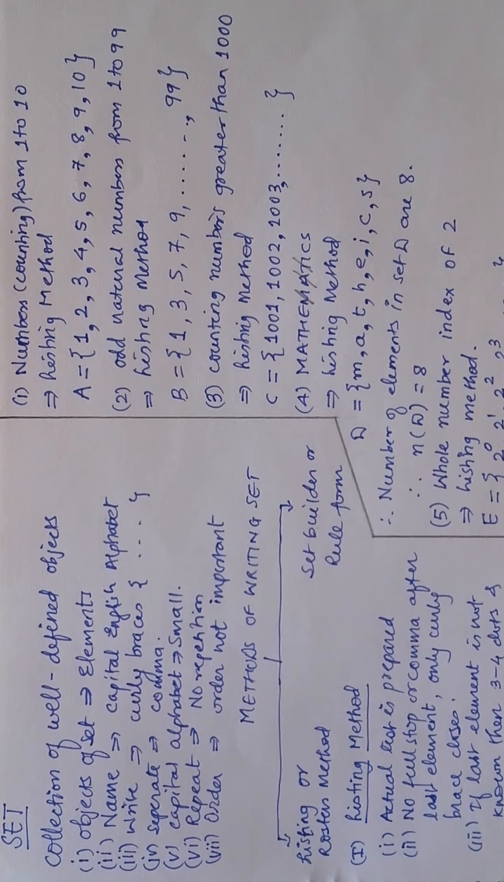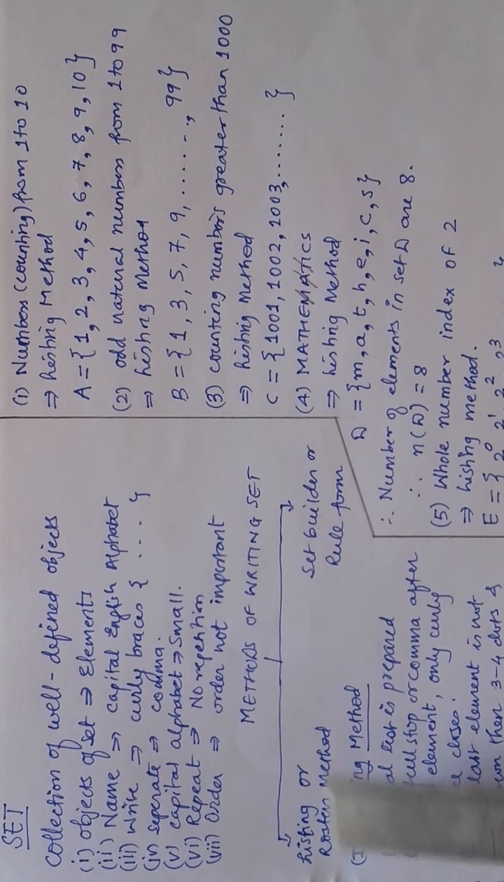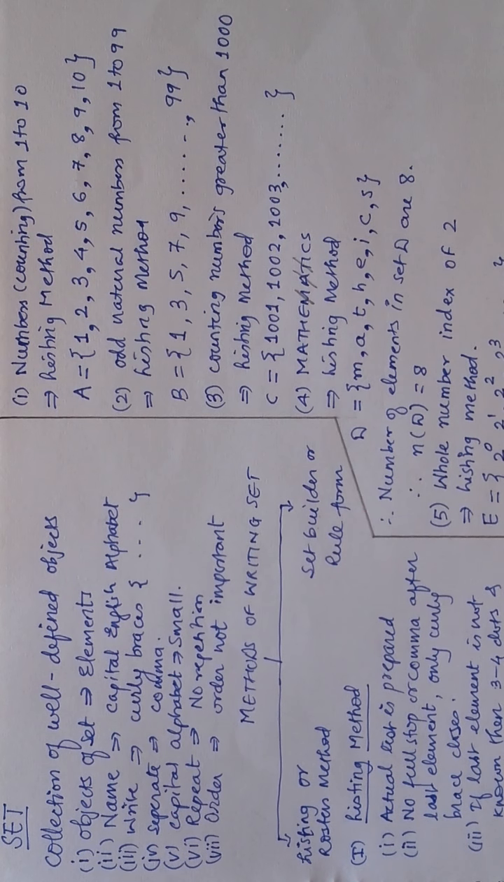Now below I have written the methods of writing a set. The first, on the left-hand side, is the listing or roster method. It is actually roster method, but I have a habit of saying it differently. You know what a roster is, right? If not, better ask your parents. Then the second is set builder or rule form. Then the listing method.